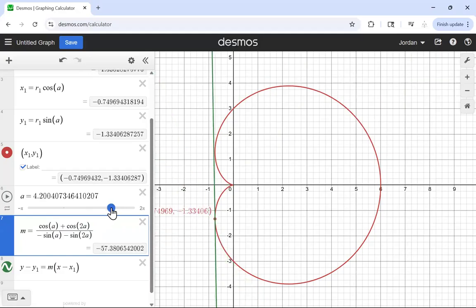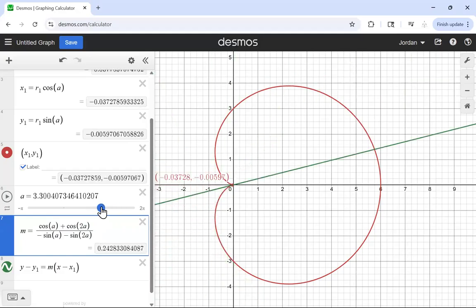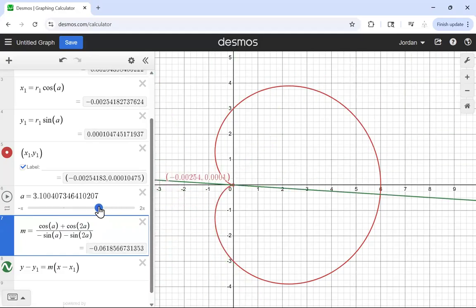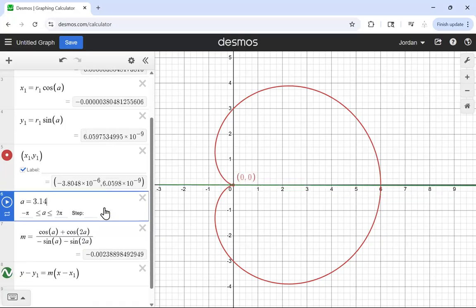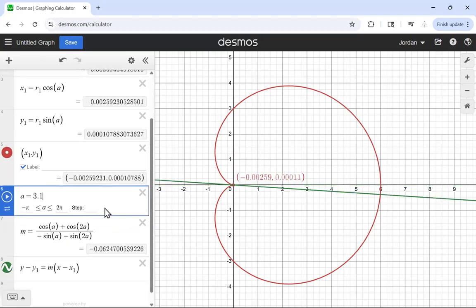You can see a weird thing happens at that point at the origin. All right, by the way, that is the value of pi. Something really interesting happens at the value of pi. We get that.